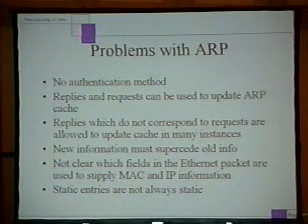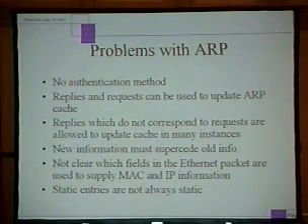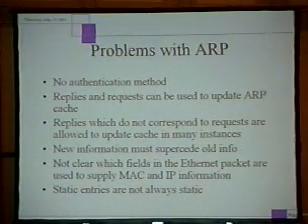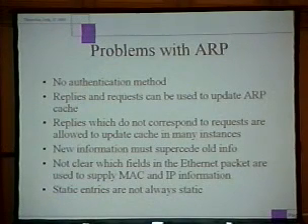Another issue is it's not clear according to the RFC which fields in the Ethernet packet are used to supply MAC and IP information to the cache. You can run into some issues with this, and we're going to talk about that a little bit later on. Another one of the issues is static entries are not always static. Doesn't make a lot of sense to me why they would not be, but I've run into a lot of instances where they are not.